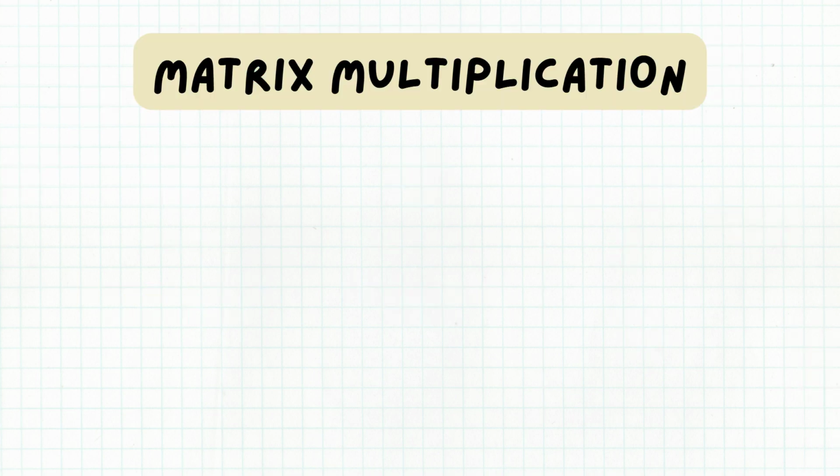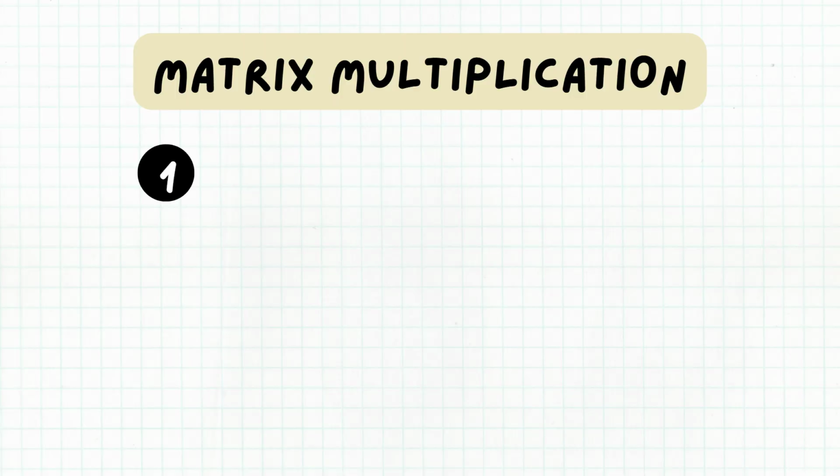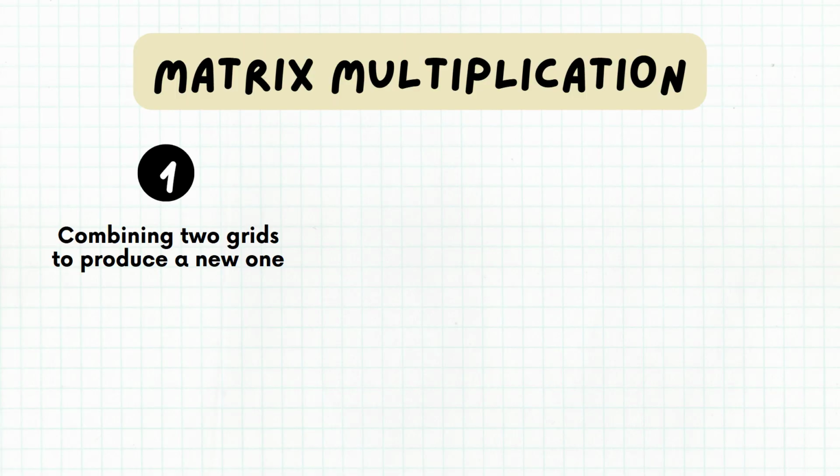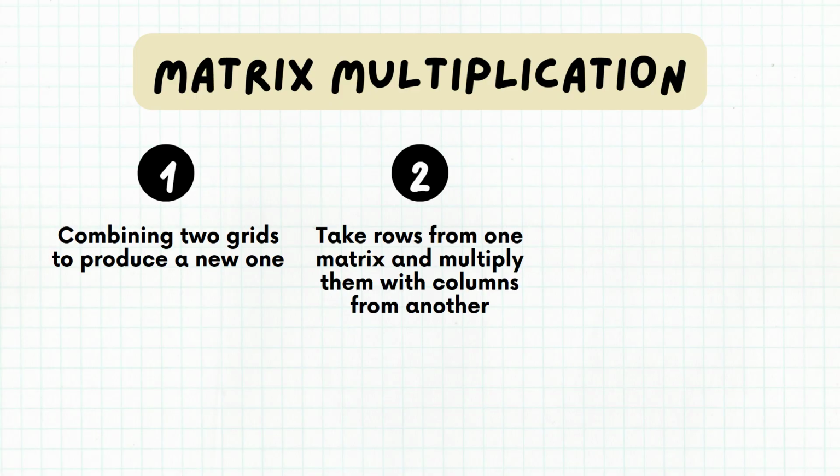Now let's switch gears and talk about matrix multiplication. This part may sound scary, but let's simplify it. Matrix multiplication is like combining two grids to produce a new one. You take rows of one matrix and multiply them with the columns from the other.